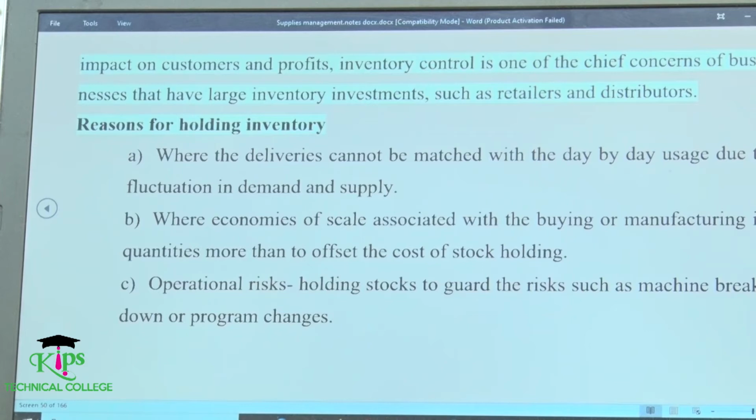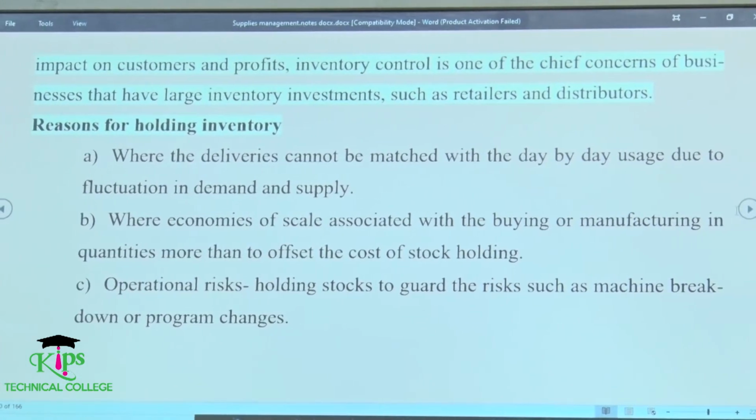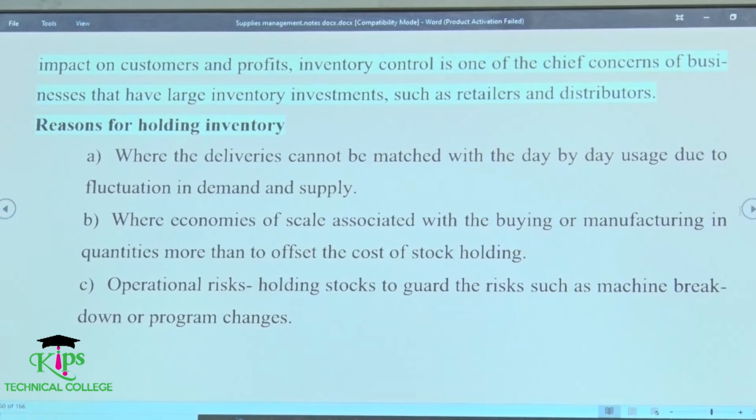The other thing is where the economies of scale associated with buying or manufacturing a larger quantity are enough to offset the cost of stock holding. So if you're able to get, let's say, discounts, you can decide to hold your inventory so that when you are going to buy new inventory, you'll be able to benefit from what is called the economies of scale.